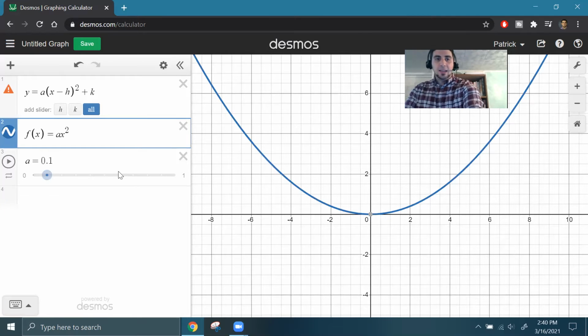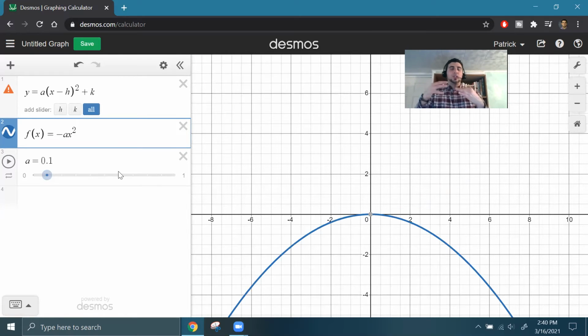Now if the value of a is negative, all those same things are still true, but what happened to the graph when I made it negative? Right, it reflected vertically over the x-axis. And so we would say that's a reflection over the x-axis there.